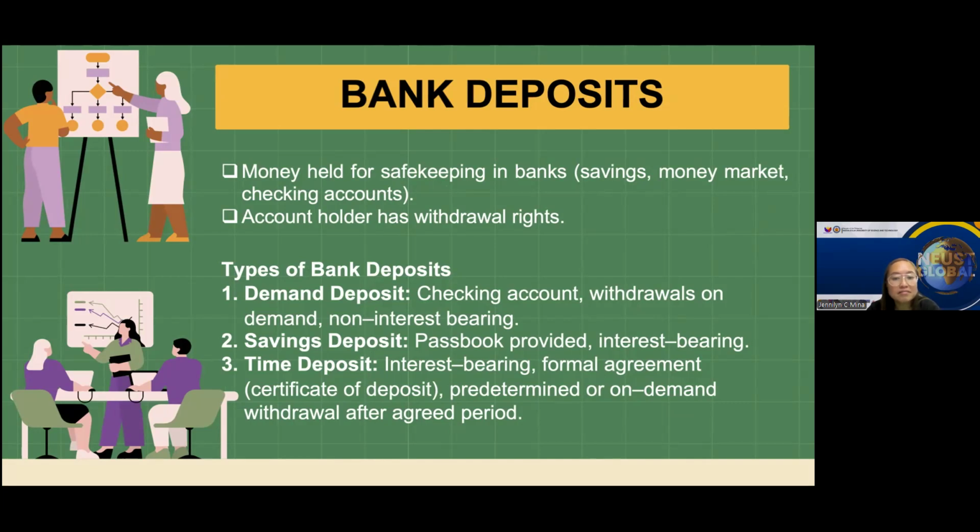Savings deposit. Of course, a bank account where money earns interest over time, but not that large, just small. The bank provides a passbook for tracking deposits and withdrawals. For example, as a student, you can save part of your allowance in a BPI savings account to earn interest. I discussed with you the maintaining balances of different commercial banks in the previous discussion.